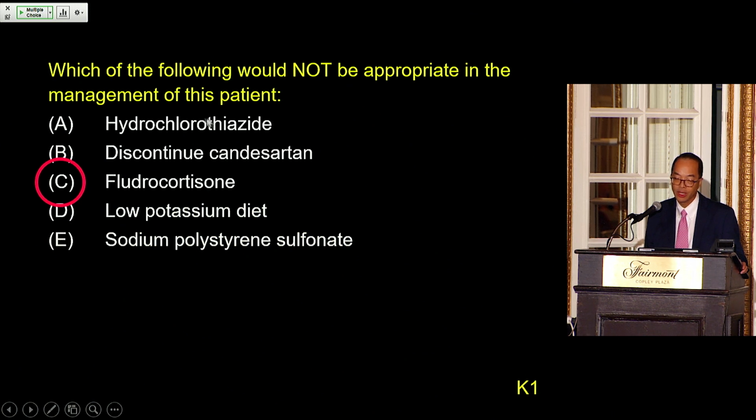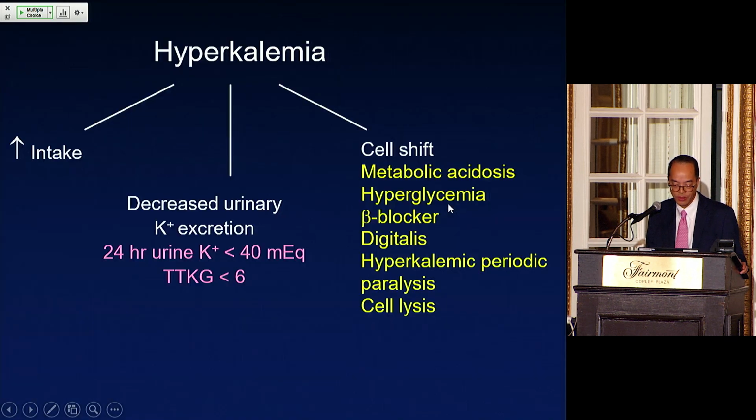We often give thiazides as a way to try and get rid of potassium, since that increases the delivery of sodium to the collecting duct. Low potassium diet, sometimes K-Exalate is needed. Fludrocortisone is in fact an appropriate treatment for hyporeninemic hypoaldosteronism, but only in patients who have low extracellular fluid volume and controlled blood pressure. Someone who's hypertensive and edematous shouldn't get fludrocortisone. So that was the reason for that answer.